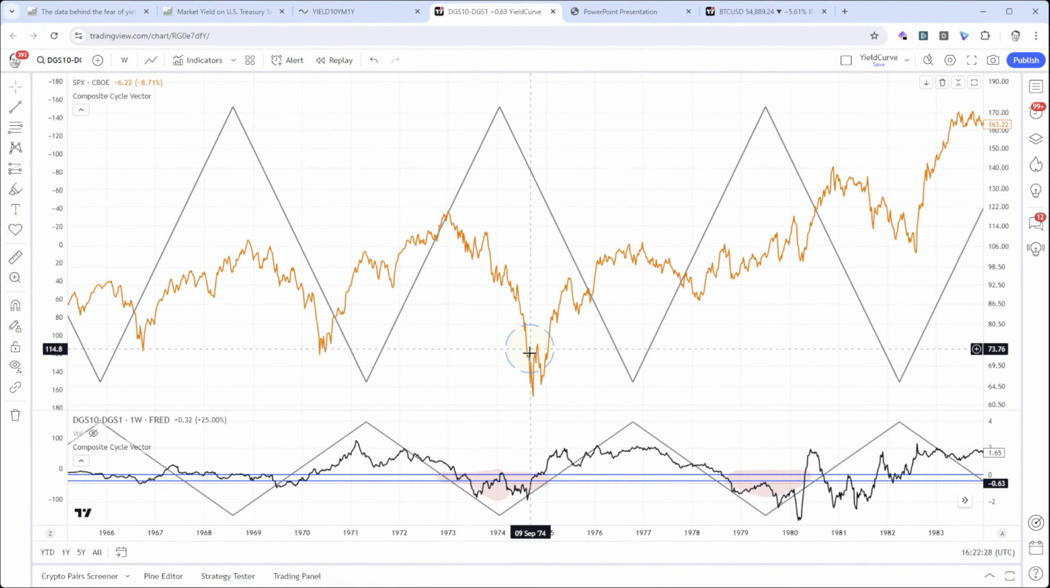Okay, so that was the condition, and here we had a huge drop in the US stock market of, I think, 50%. We dropped from 110 to 60. So this is a 50% drop in the US stock market at this point in time, right?